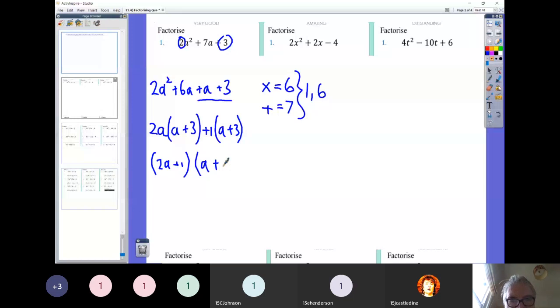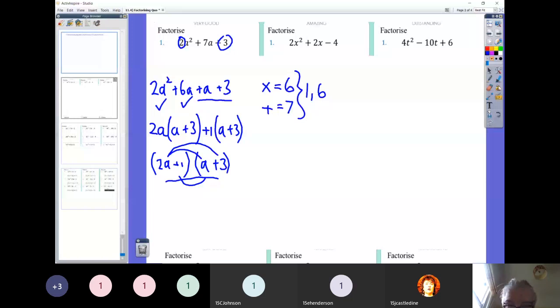If we were multiplying out this pair of brackets, we start off with the 2a and multiply by the a to get the 2a squared. That's what we've got up there. The 2a times the 3 is the 6a. The 1 times the a is the a, and the 1 times the 3 is the 3. Then we gather our like terms, and there we go, we get our 7a. Looking at it the other way around, it makes sense, but going the way we're doing it, it all seems a bit awkward. So that's the first one.